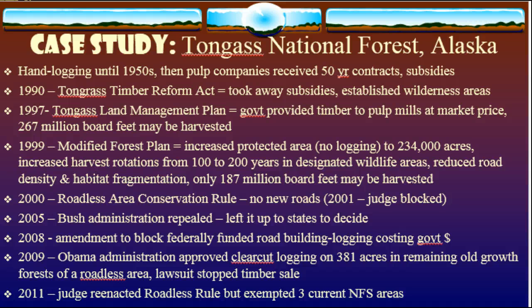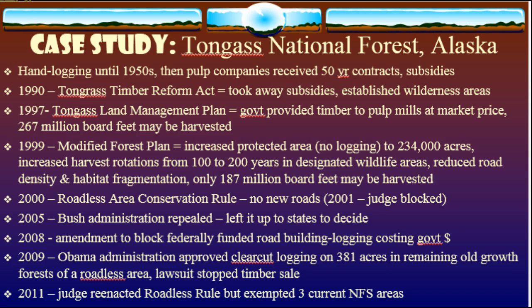And right now, we are in a place where technically this roadless area conservation rule is intact, where you can't build any new roads into these wilderness areas. However, there are 3 parts of this Tongass area that are kind of exempt from it so that they can still log it. So these can be very contentious: how do we use these resources wisely?